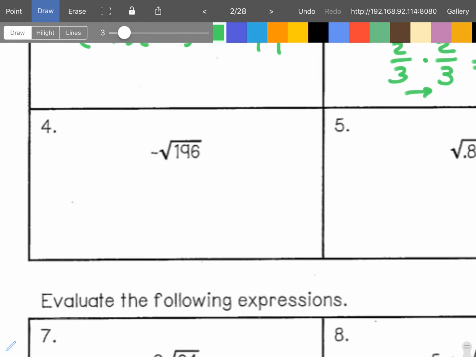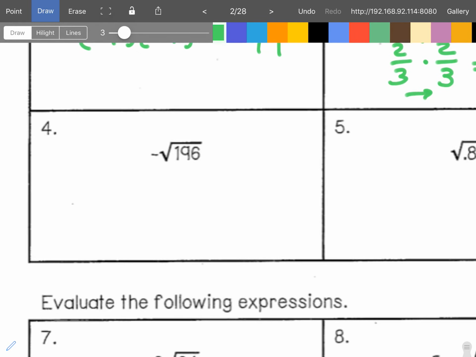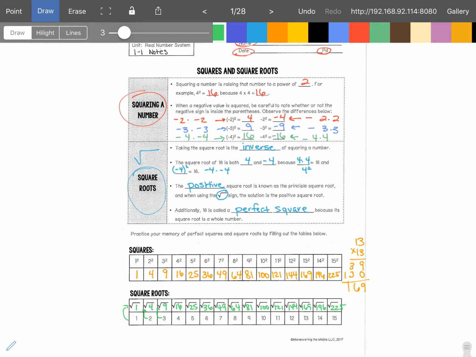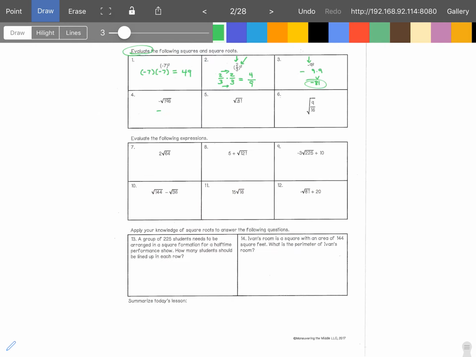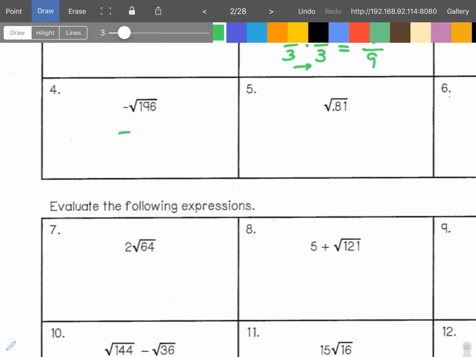Okay, number 4. Now, number 4, we have a square root sign here, and we've got a negative out front. So you have to think about what the square root of 196 is. Remember you're thinking of a number times itself, which if we go back to this page, you can see right here that the square root of 196 is 14. And if you look up above, 14 times 14 was 196. So this is going to be a negative 14.